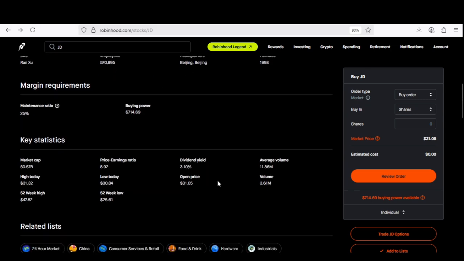Now, the other thing is this stock pays a very good dividend of around 3%. However, unlike American stocks that pay weekly, monthly, or quarterly dividends, this stock pays its 3% dividend yield only once per year. So this would not be a good stock if you want to use it for dividends. The 52-week low is around 25.61, whereas the 52-week high is at 47.82. So the current share price is a lot closer to the 52-week low than it is to the 52-week high.